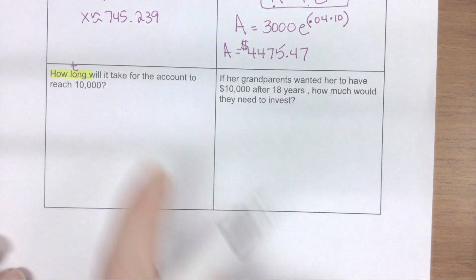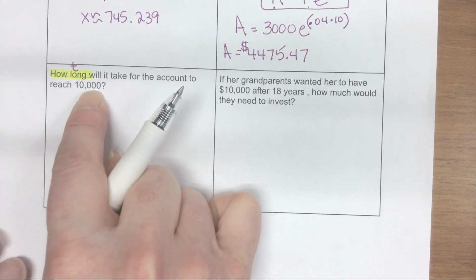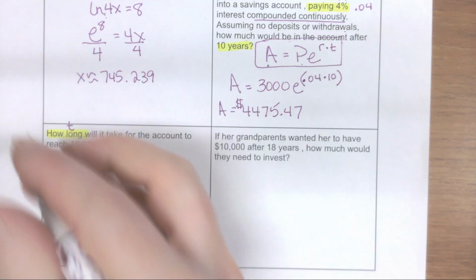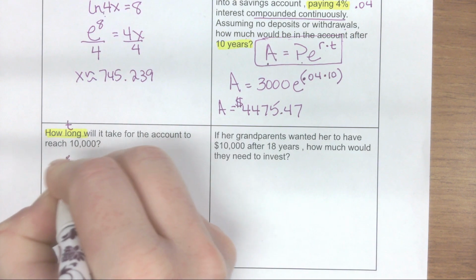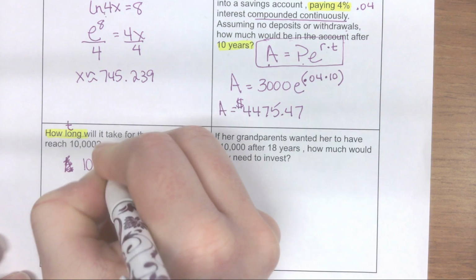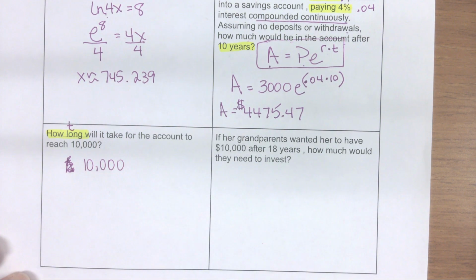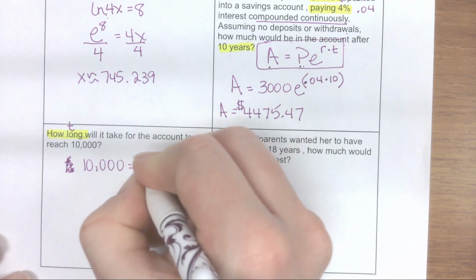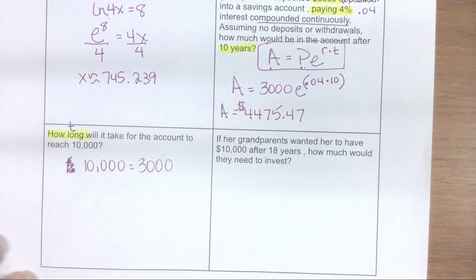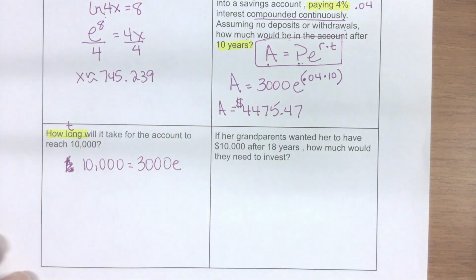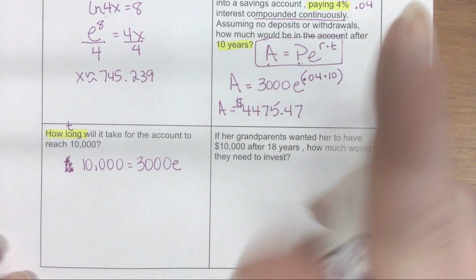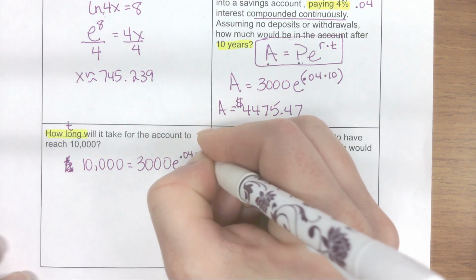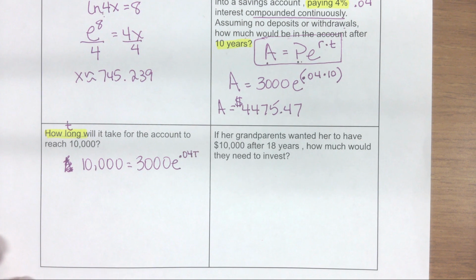How long will it take for the account to reach $10,000? Okay, so I'm going to start with my original setup. I want to know how long it will take for the money to reach $10,000. We started with $3,000. The rate was 0.04, and I'm trying to solve for time. I'll make it a capital T so you don't think it's a plus sign.